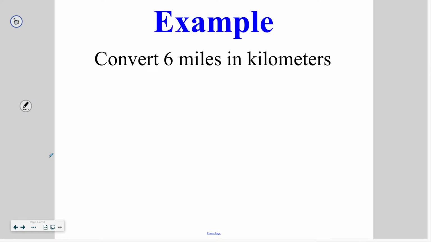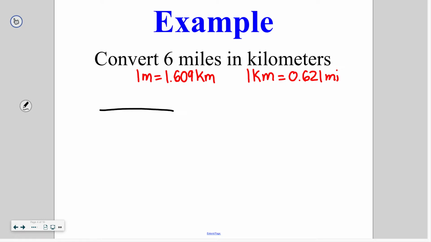So we're going to start off today by converting 6 miles into kilometers. So you're going to go ahead and refer to that chart to figure out how we can convert 6 miles into kilometers. You'll notice that there's two options. One conversion factor says 1 mile is equal to 1.609 kilometers. And on the other side of the chart, you'll notice a conversion factor that says 1 kilometer is equal to 0.621 miles. I'm going to go ahead and show both examples, but you only need to do one.